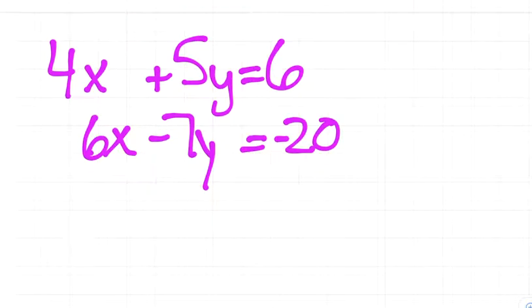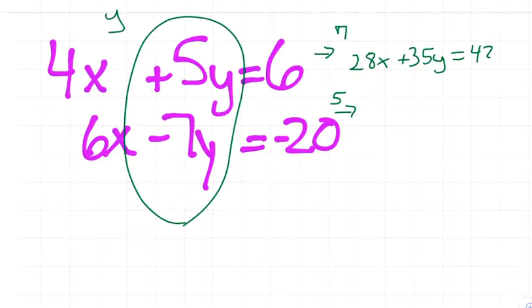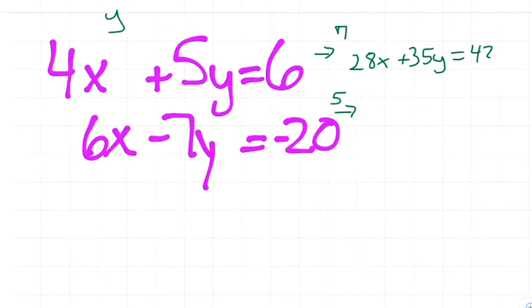Now this particular problem is a little bit different because I'm not going to be able to do this with one multiplication. In this case, I will be multiplying both equations. So I'm going to choose to add. So in my case, I'm choosing to eliminate y, which means I'm going to take this top equation times a 7, 28x plus 35y equals 42. And take this bottom equation times a 5 because I'm trying to get a common number here. So that's going to be a 30x minus 35y equals negative 100.